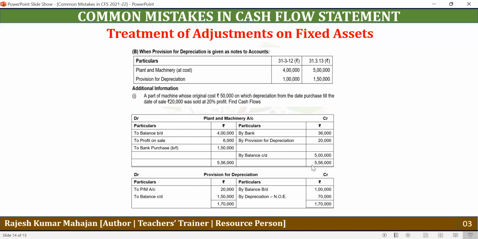Then out of this total on the debit side, we shall deduct 4 lakh rupees and then 6,000. The balance figure, that is 1,50,000, is increasing the value of plant and machinery. So this will be considered as a purchase of plant and machinery.